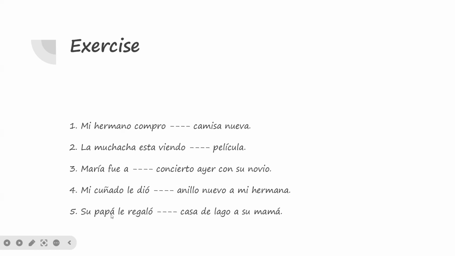Number 5. Su papá le regaló dash casa del lago a su mamá. So, her or his father gifted or gave a house. We know casa is house, and it ends in a, so it's feminine. Una casa del lago. Una casa del lago is, I think, a lake house or a house by the lake. A lake house to his or her mother. Depending on who you were talking about, it is to his mother. So casa ends in a, we know it's feminine, so we use una.